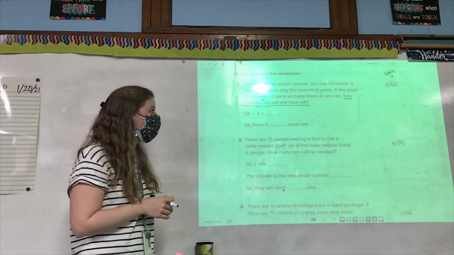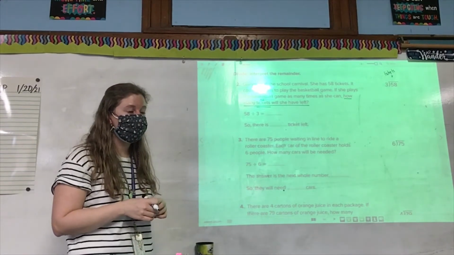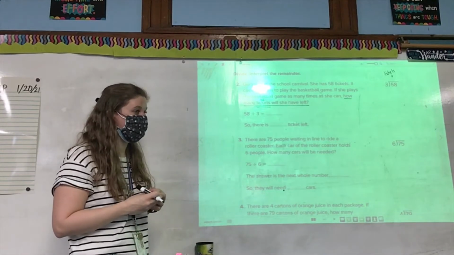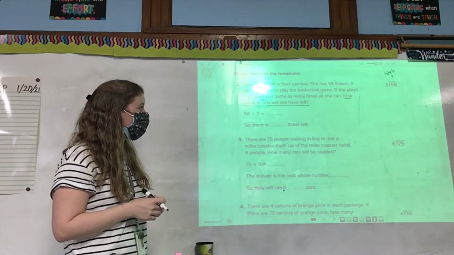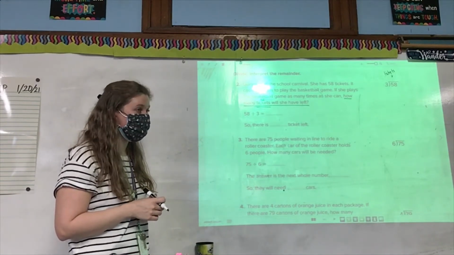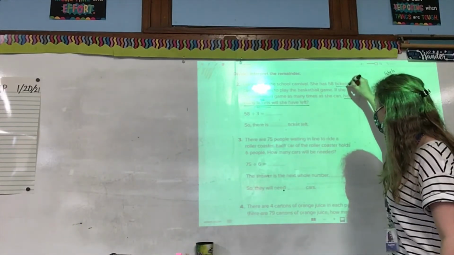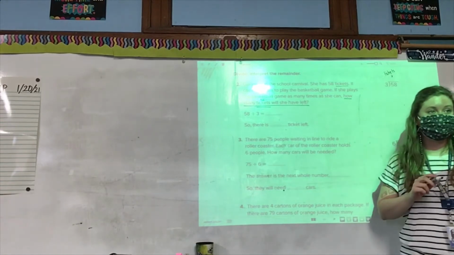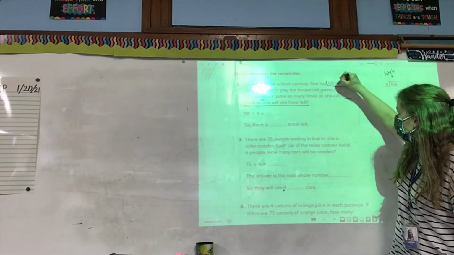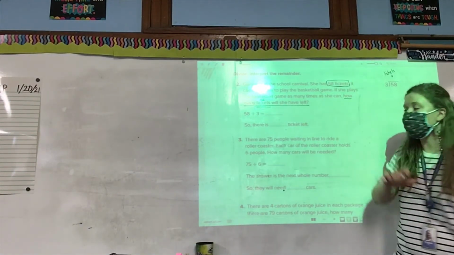Gianna is at the school carnival. That just sets the scene. That doesn't tell me anything about what I need to solve. She has 58 tickets. Well, I see my answer unit, tickets, and I see a number before it. So that means 58 tickets will be important.